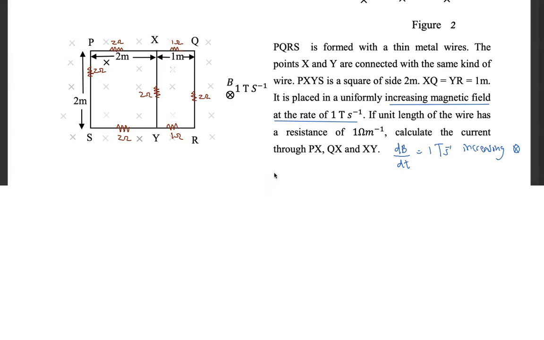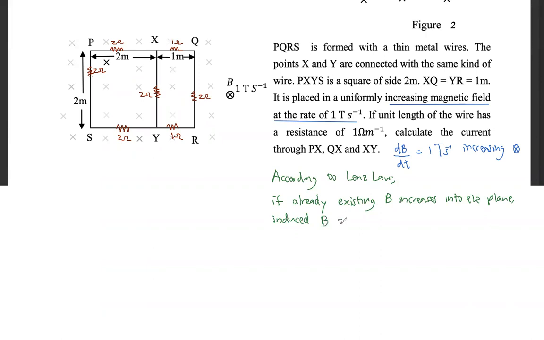According to Lenz's law, if the already existing B increases into the plane, then how should the induced EMF be induced? The induced B should be outwards, out of the plane.